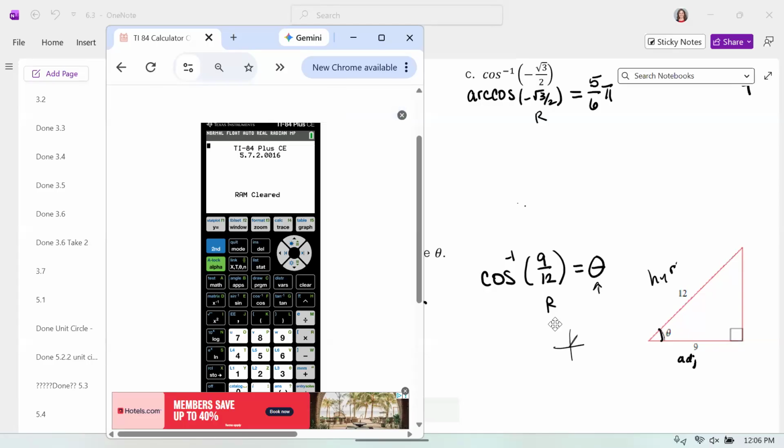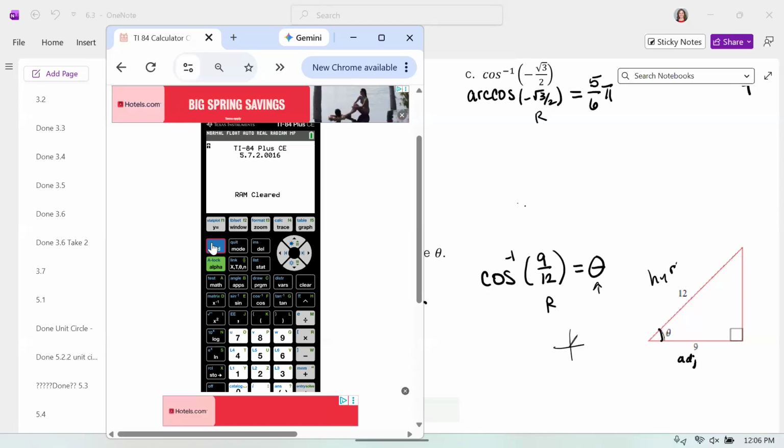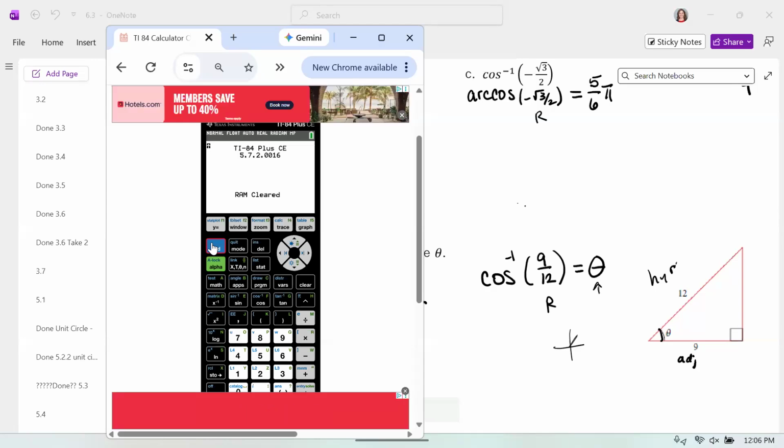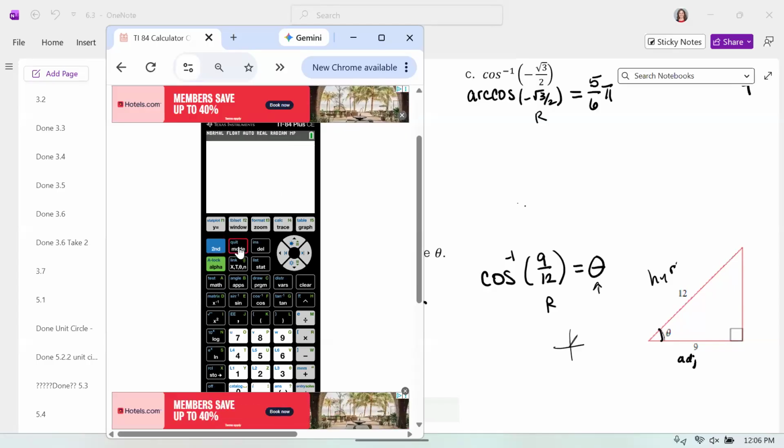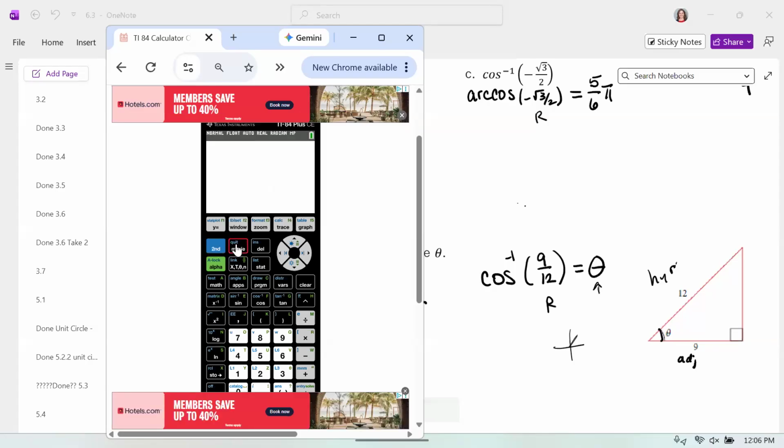Okay, so I'm going to, if it's in blue, hit second. Ooh, I need to be careful. First things first, do I want my answer in radians or degrees? Under the mode option on your calculator, it looks like I'm in radian mode. I can hit second, quit out of that. I'm okay with being in radians.